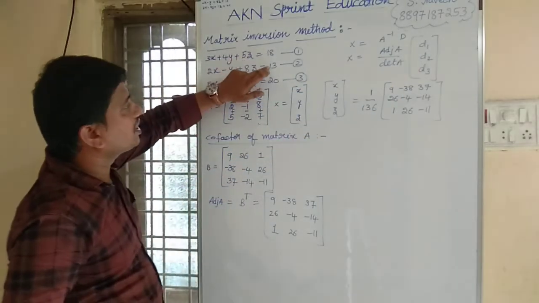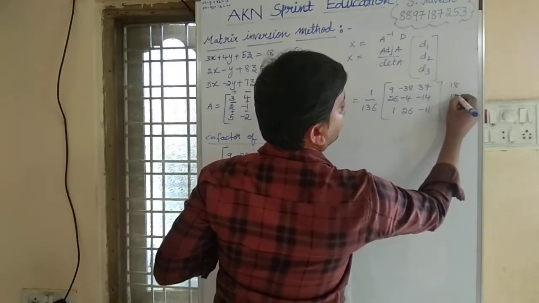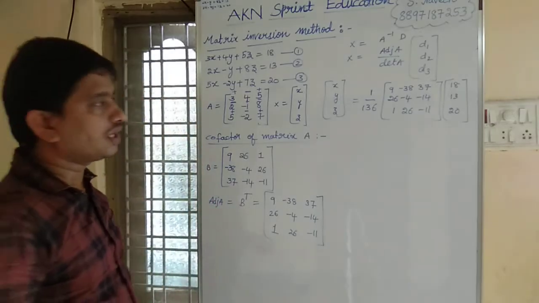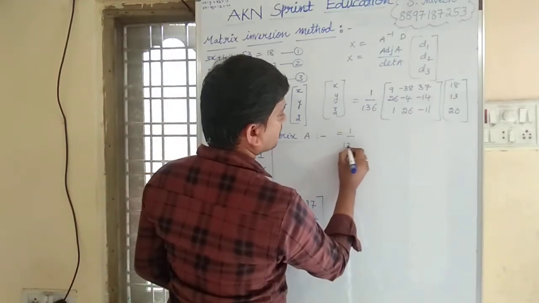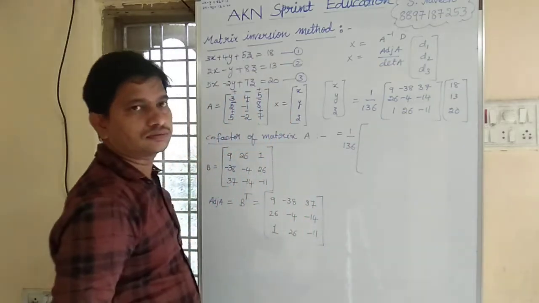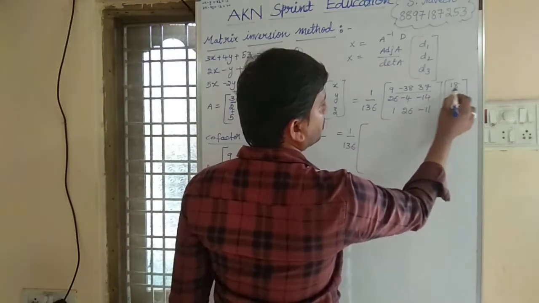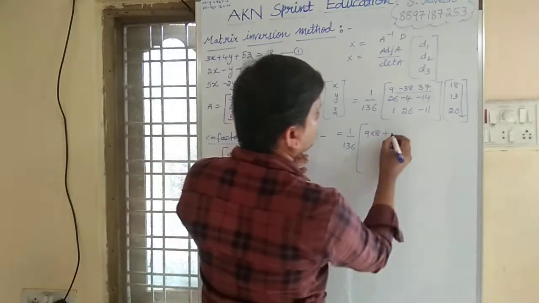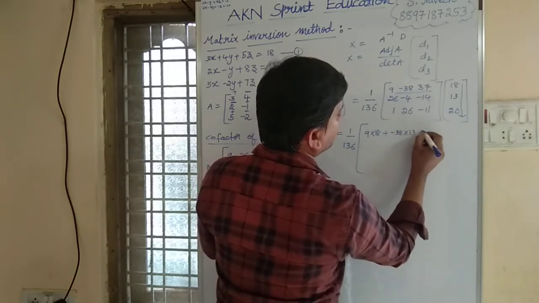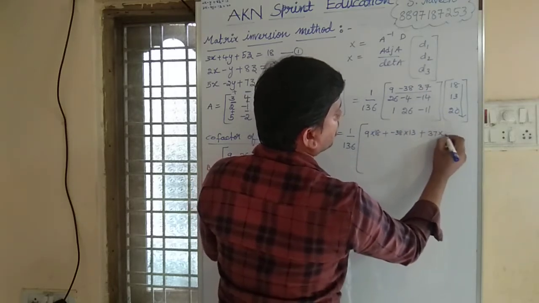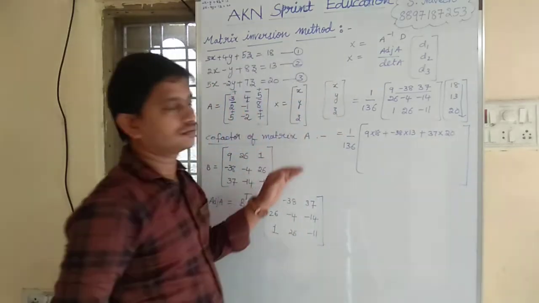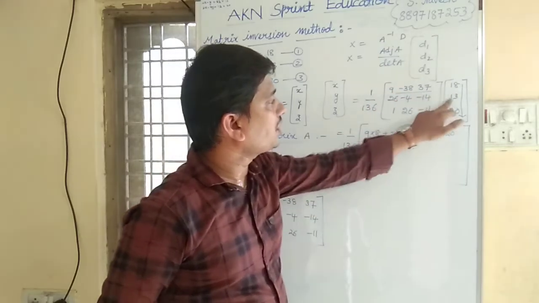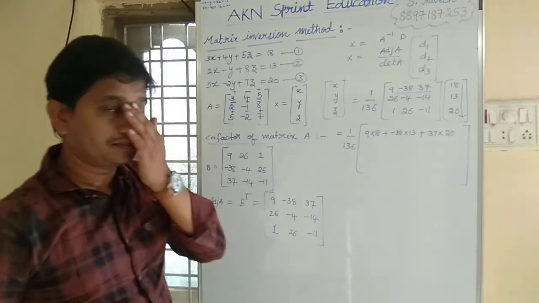D1, D2, D3 are what? 18, 13, 20. 18, 13, 20, children. Now listen carefully. Let it be 1 by 136. See, multiplication of matrix, first row, first column. That is 9 into 18 plus minus 38 into 13 plus 37 into 20, children. First row, first column: 9 into 18 plus minus 38 into 13 plus 37 into 20.